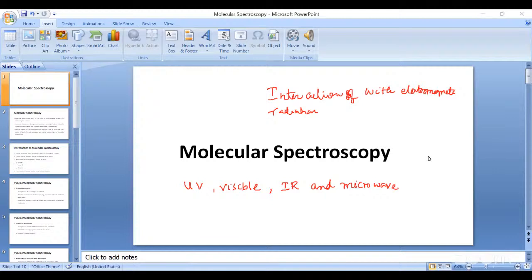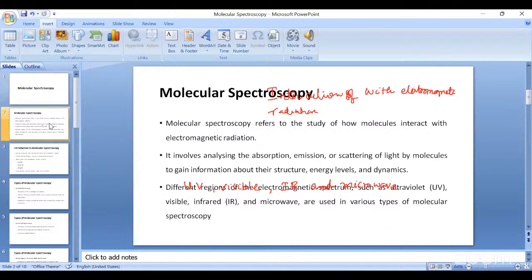Now we are going to see the different types of molecular spectroscopies. The interaction of the electromagnetic radiation with molecules is what we call molecular spectroscopy. As I told, we have different regions of the electromagnetic spectrum, like the ultraviolet region, infrared region, and microwave region, which we can use to study molecular spectroscopy.